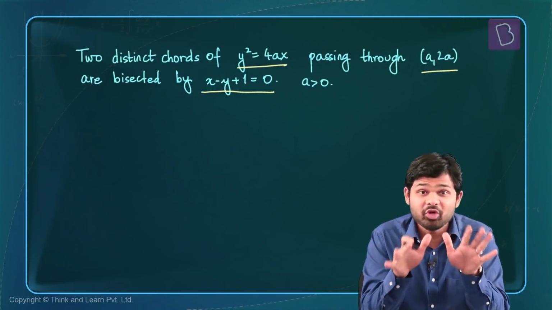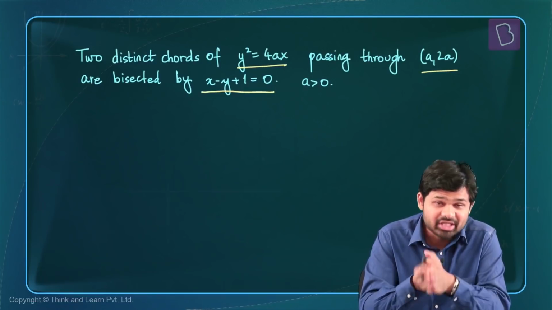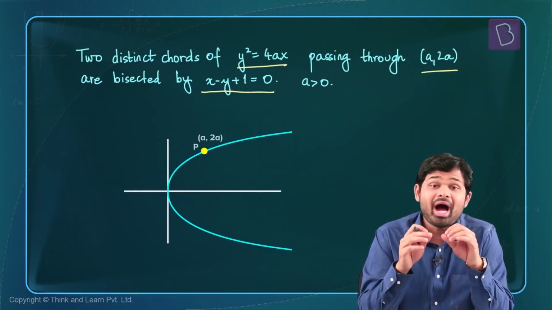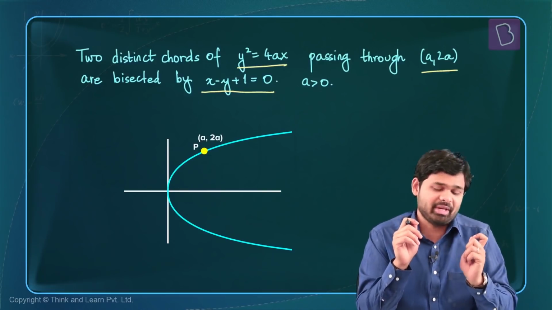An interesting question. I'm going to visualize this question for you. So I have y square equal to 4ax with a being positive. So this is going to be my parabola. Now I have a point a, 2a. This is a point which lies on the parabola. From there I have two chords coming out.